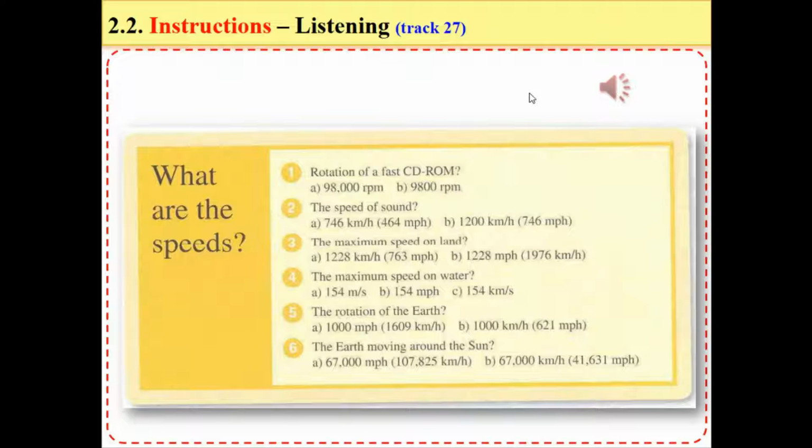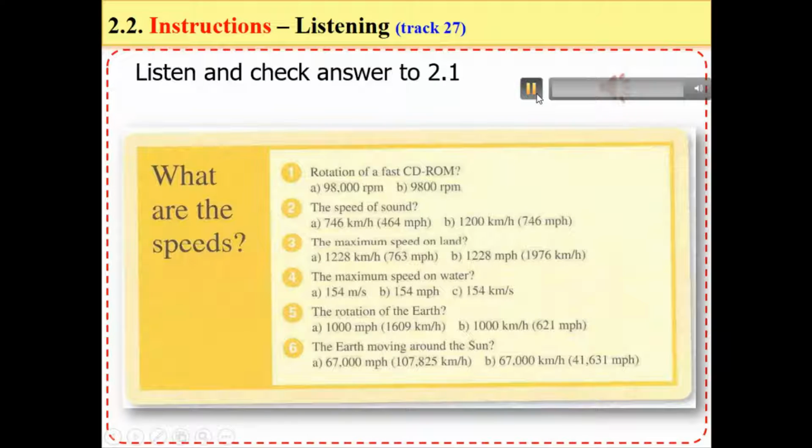Yes, there's a lot of information for you. And now we listen and check your answer again.